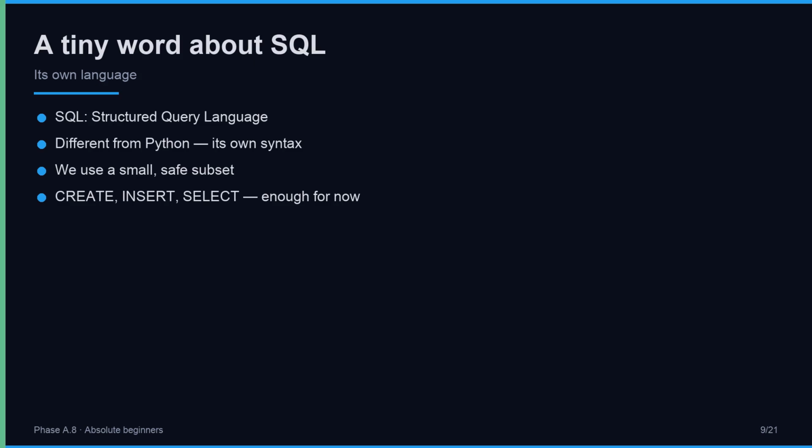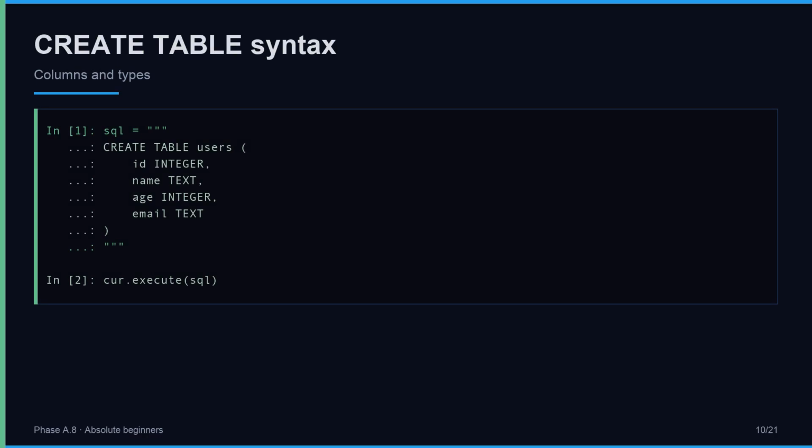In these lessons we use a tiny, safe subset: create to define a table, insert to add a row, and select to read rows back. 3 commands. That is enough to start storing and retrieving real data. A small, safe subset. Here is the full shape of a create table command.